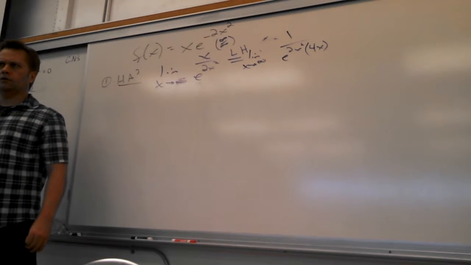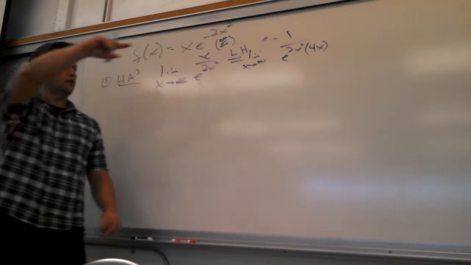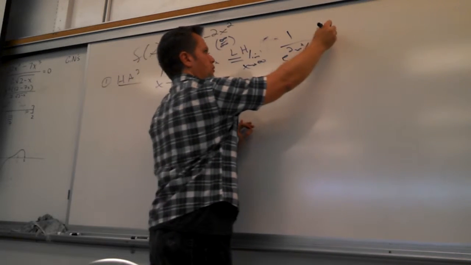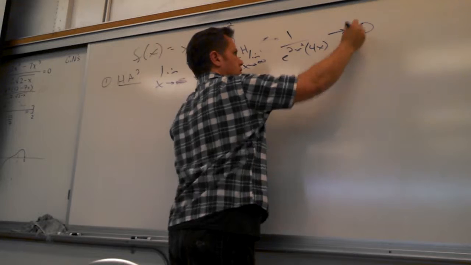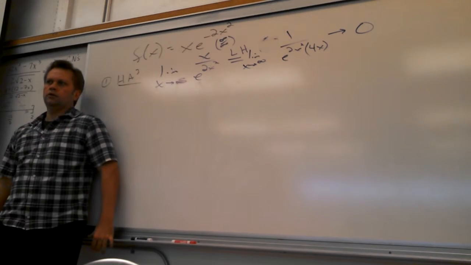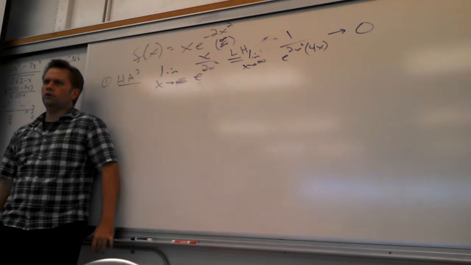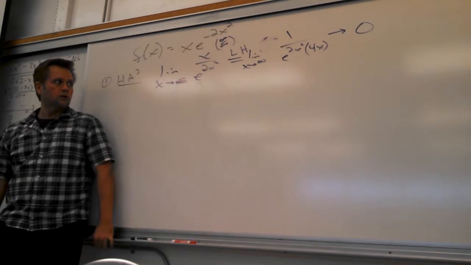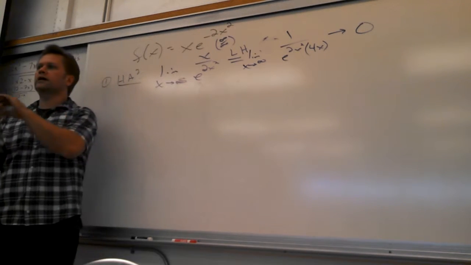Is everybody with me? And so if I put a really big number in the bottom, the whole thing is going to go to 0. 1 over big is small. So, a well-known theorem. So what is the horizontal asymptote then?